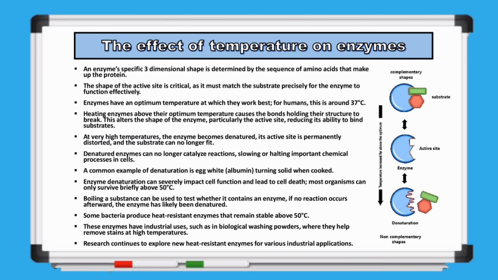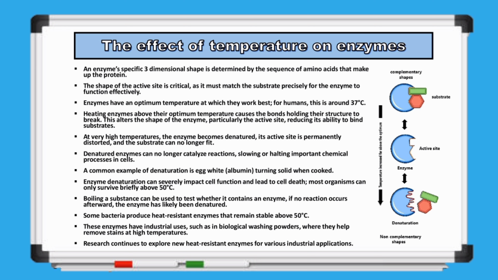Its shape is what allows the enzyme to do its job properly. Each enzyme has a very specific 3D shape, and that shape comes from the sequence of amino acids that make up the protein. One part of this shape, the active site, is especially critical. This is the region where the enzyme binds to its substrate, and it has to be a perfect match, like a key fitting into a lock.